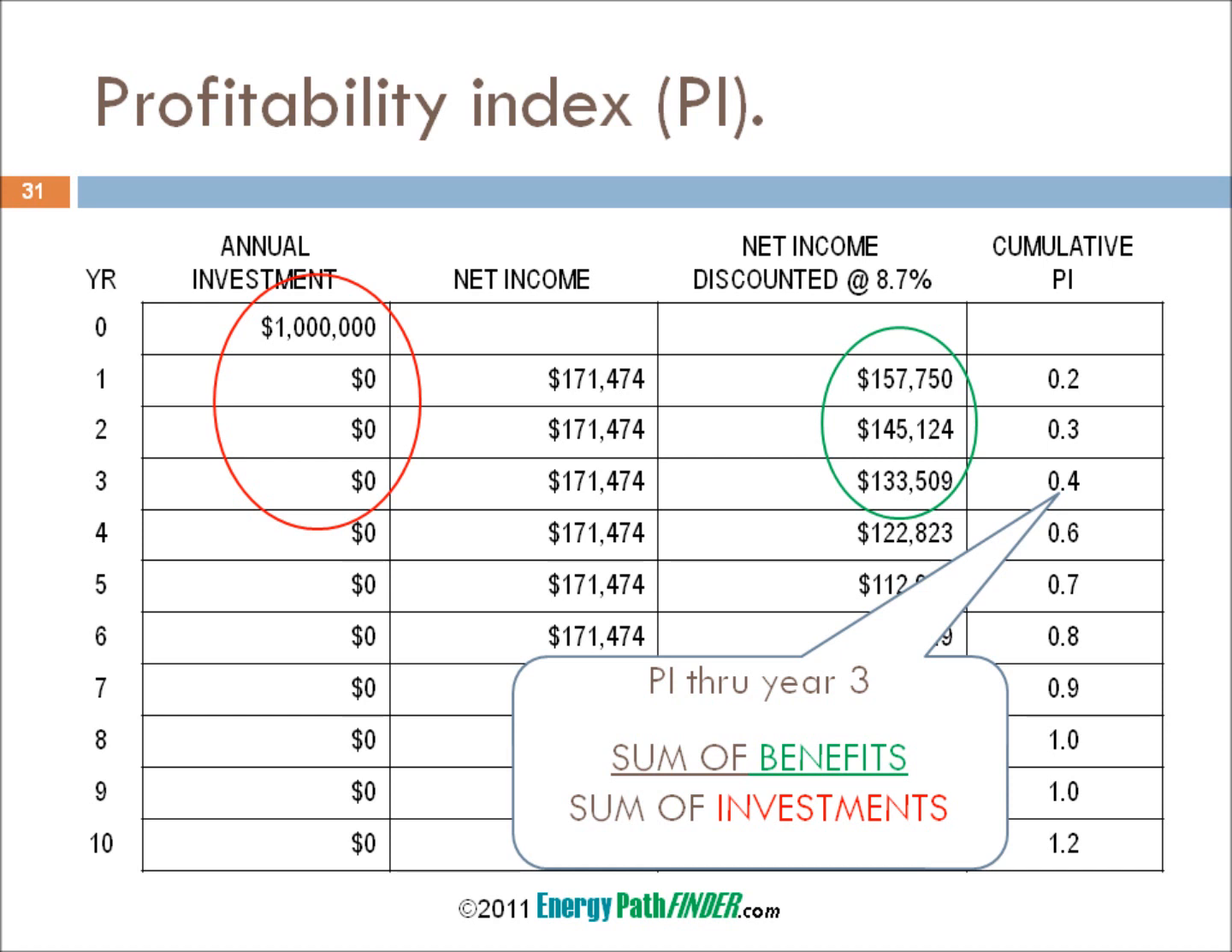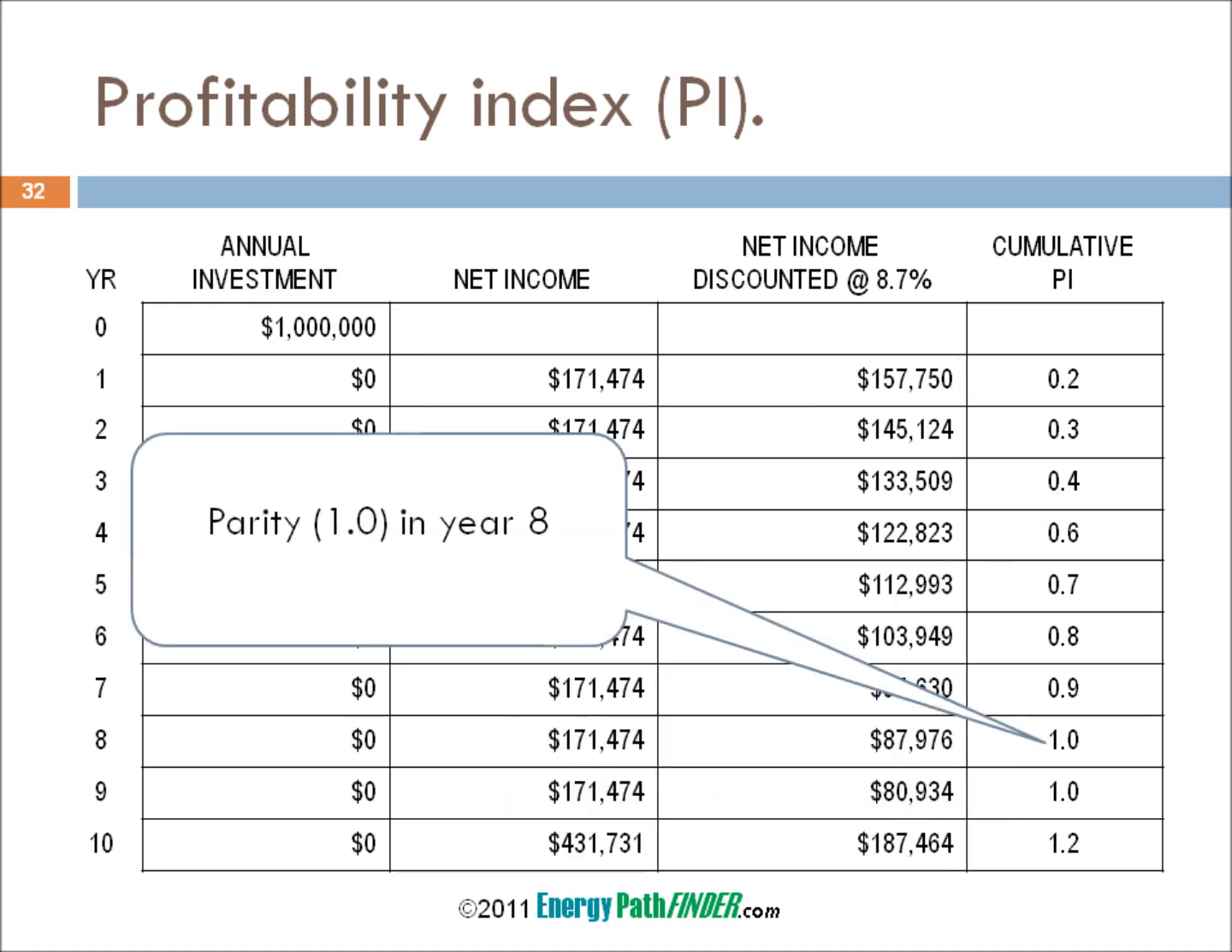The PI metric achieves parity when total benefits equal total investment in year 8. After that point, the cash flow provides new value over and above the original $1 million investment. Remember that the returns are adjusted for taxes. Before you decide that this doesn't compare well to the 4-year simple payback, consider what comes next.